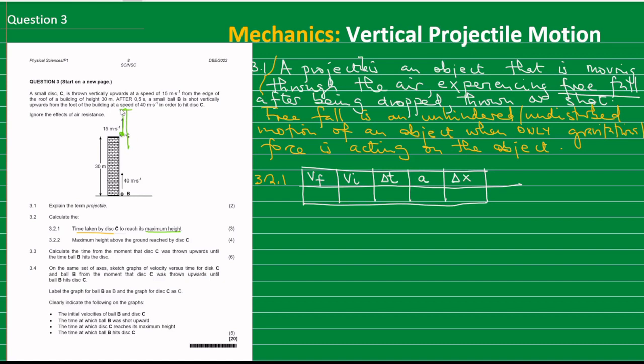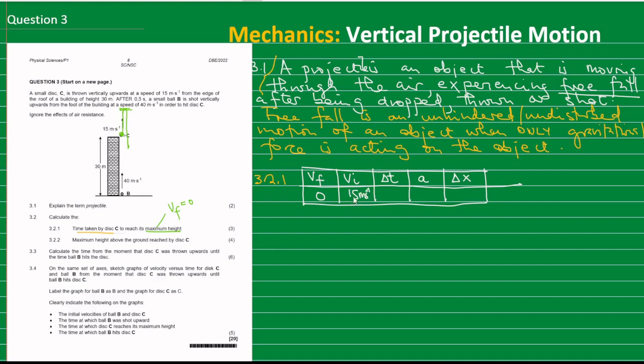So that maximum height, the term maximum height, refers to the fact that our final velocity is 0. So we are going to insert our v as 0 here. So we are given the final velocity from that statement, maximum height. Okay, we are also given the initial velocity, which is 15 meters per second.